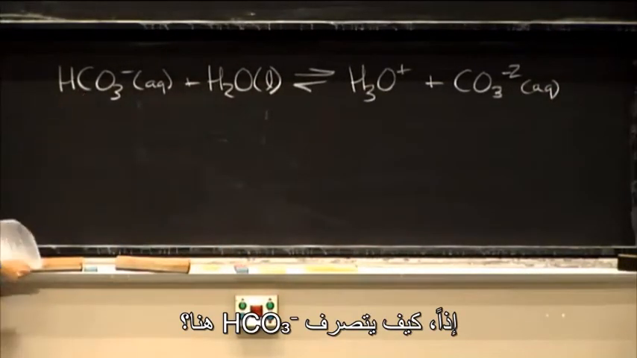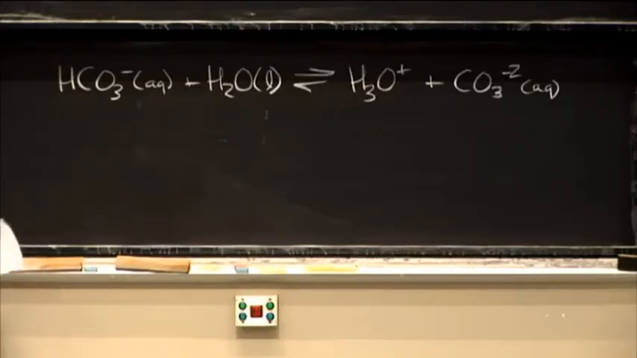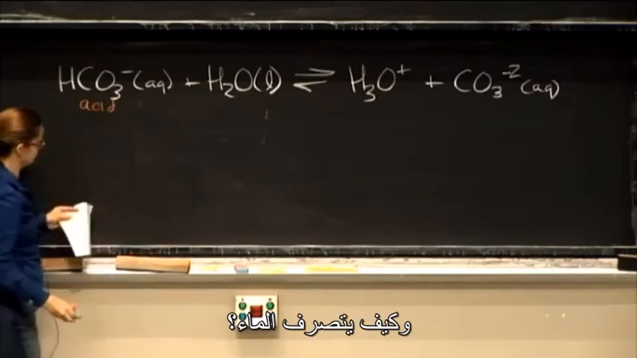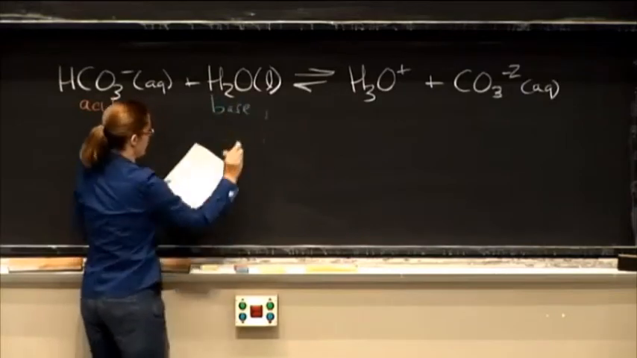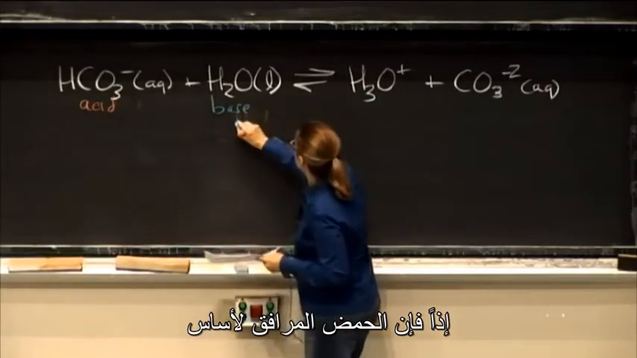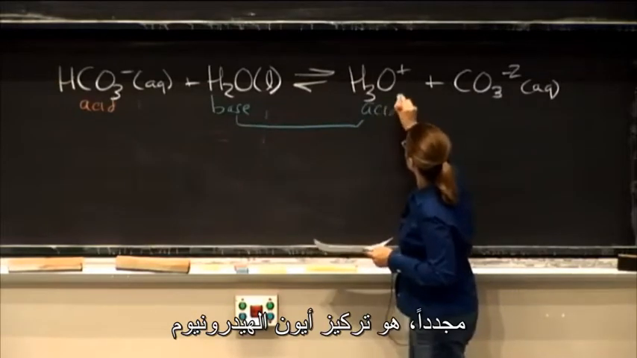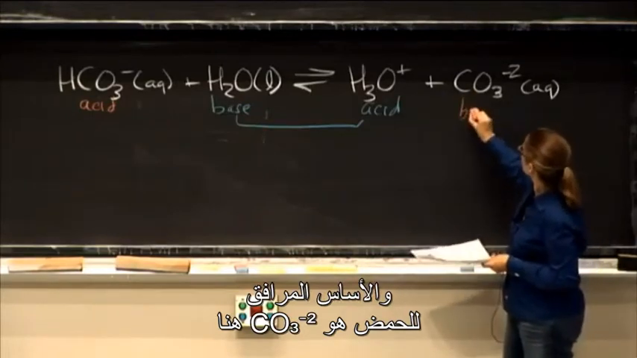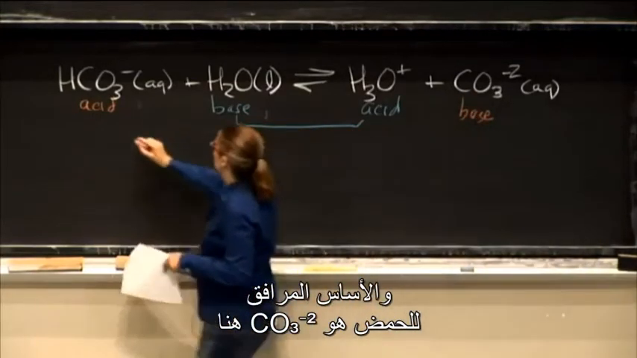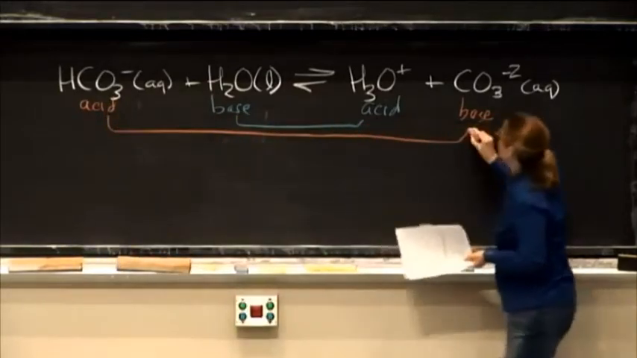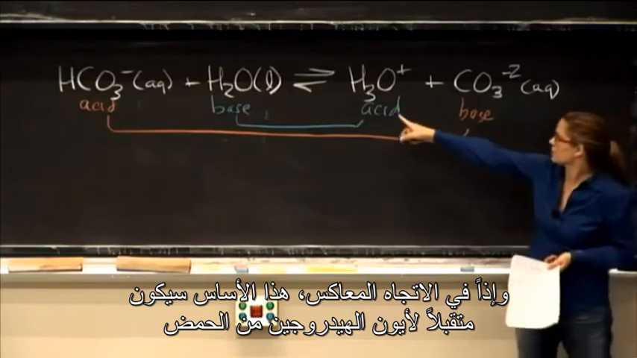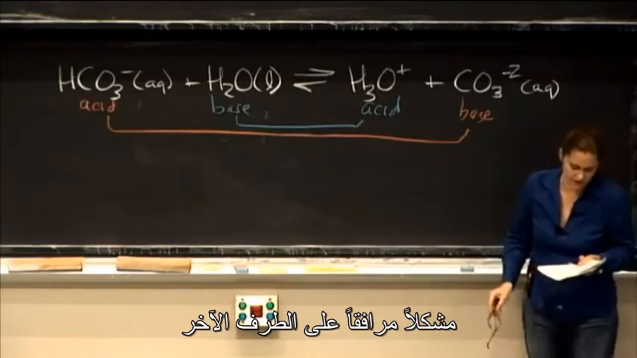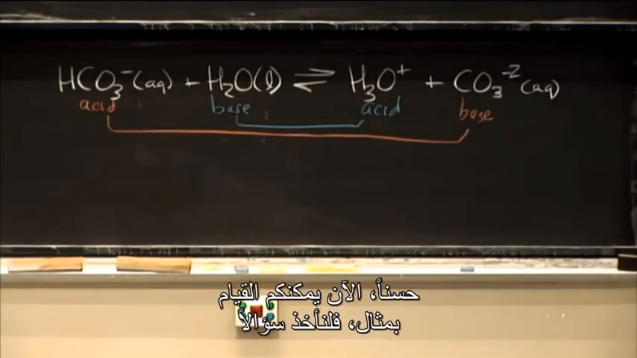So what is HCO3- acting as here? As an acid. And so what does that make water? A base. And so the conjugate acid of that base, again, is the hydronium ion. And the conjugate base of the acid is CO3-2 over here. And so in the reverse direction, this base will be accepting a hydrogen ion from the acid, forming the conjugates on the other side. Okay. Now you can do an example.